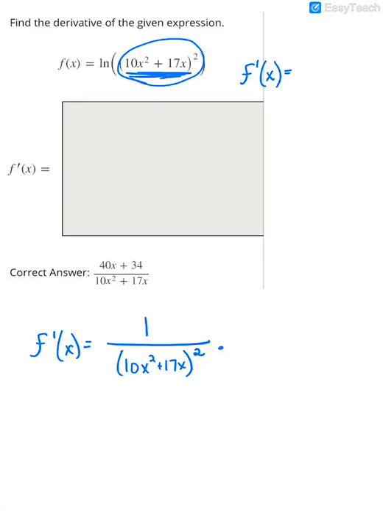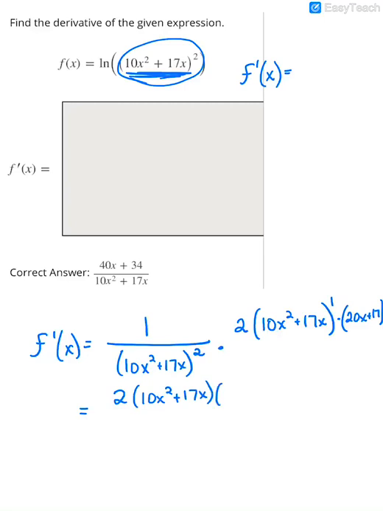So notice we're going to do chain rule. We have to pull the power down, and then we have to do the inside as is, decrease the power by 1, but then we also have to multiply by the derivative of the inside. So that becomes a 20x plus a 17. Okay, so at this point, on top, we have 1 times 2 is 2. We have a 10x squared plus a 17x. And then we also have a 20x plus 17.